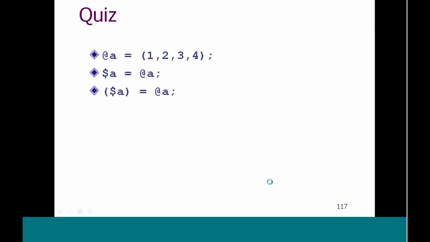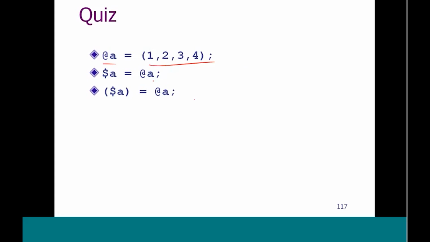So here is one quick quiz for you. @A is defined as a 4 elements array. What is $A if you specify $A equal to @A, what does that mean? And if you specify in parentheses ($A) equals @A, what does that mean?